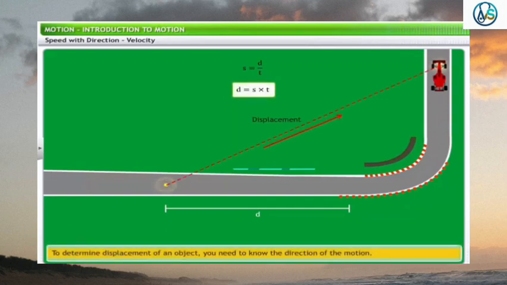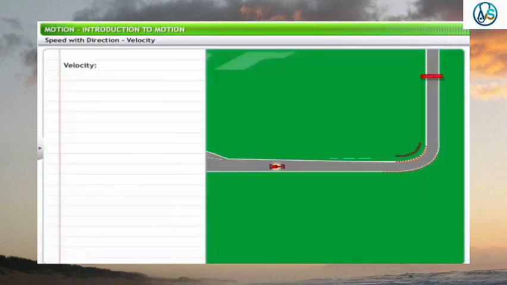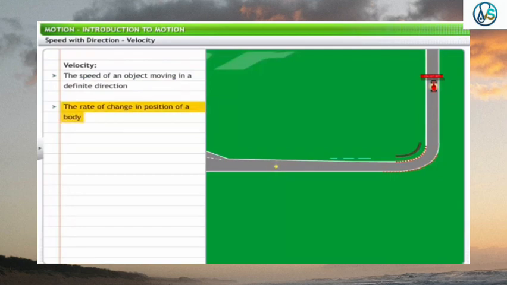To determine the displacement of an object, you need to know the direction of motion, along with the rate of the motion. Velocity is the speed of an object moving in a definite direction. Velocity of an object is defined as the rate of change in the position of a body. It can also be defined as the rate of displacement of an object.